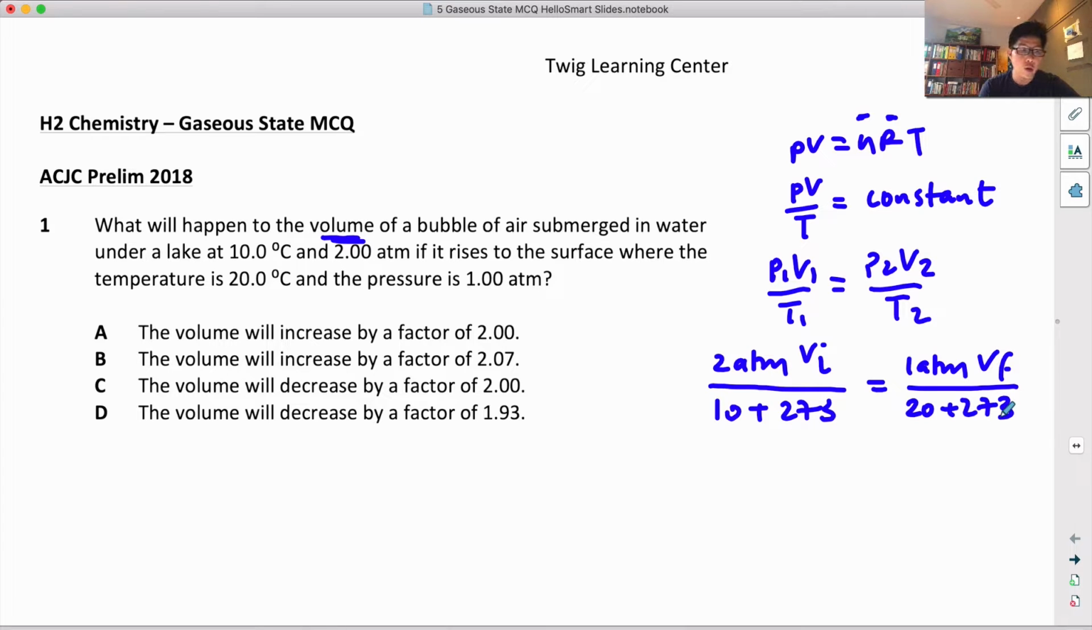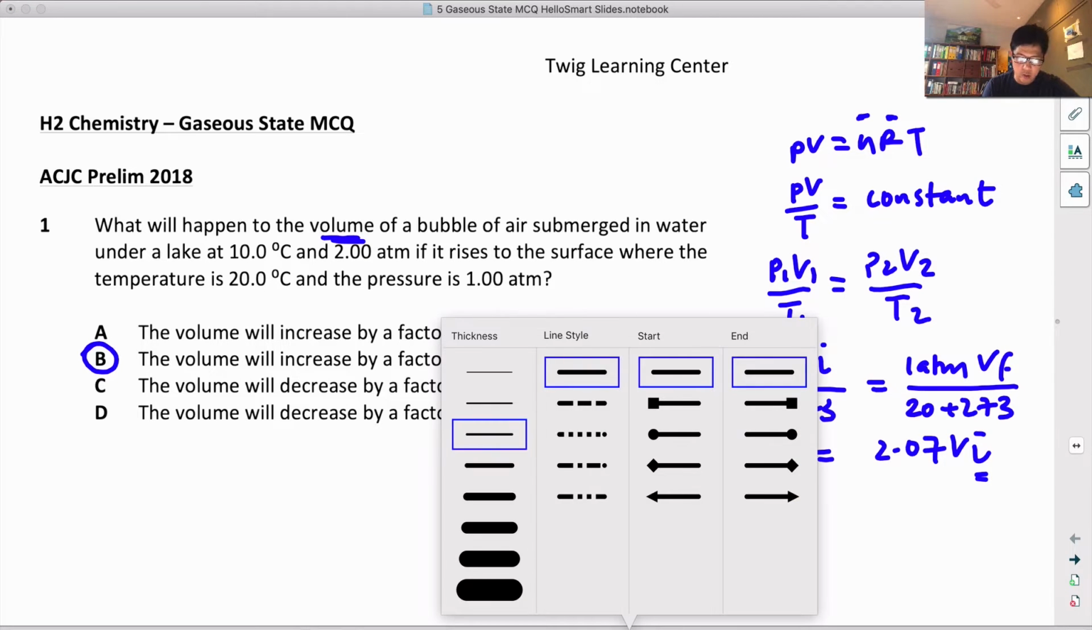So you just have to press your calculator and do some manipulation, moving the equation around. You're going to find out that VF will turn out to be 2.07 VI. So you can see that the volume will increase by a factor of 2.07. This is the final and this is the initial, so that's why the answer is B. Okay, let's look at the next question.